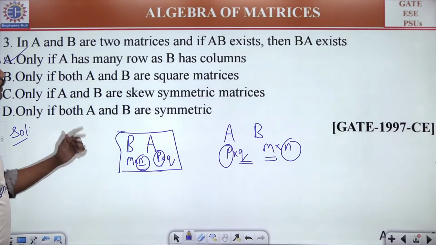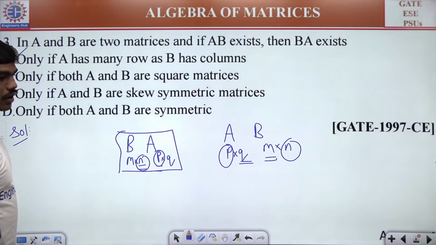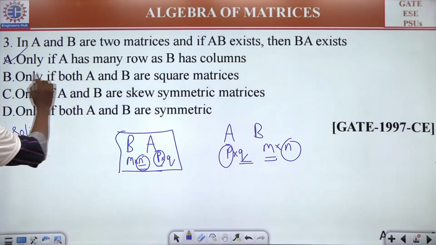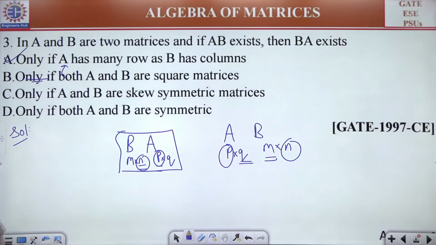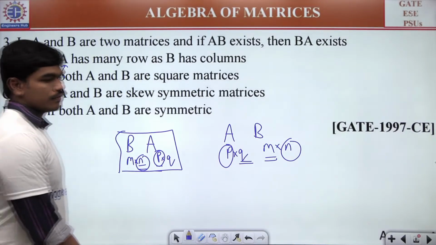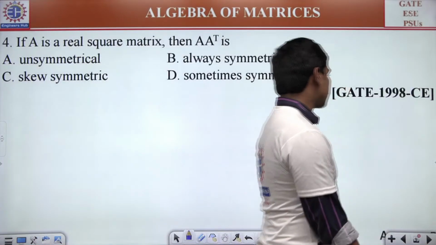Only if both A and B are square matrices, even though it exists, but of course this sentence also implies this thing again. Okay, fine. So let's go for the next problem.